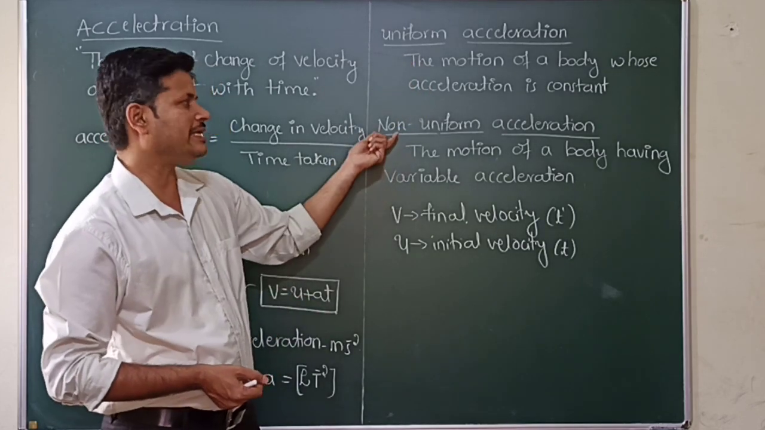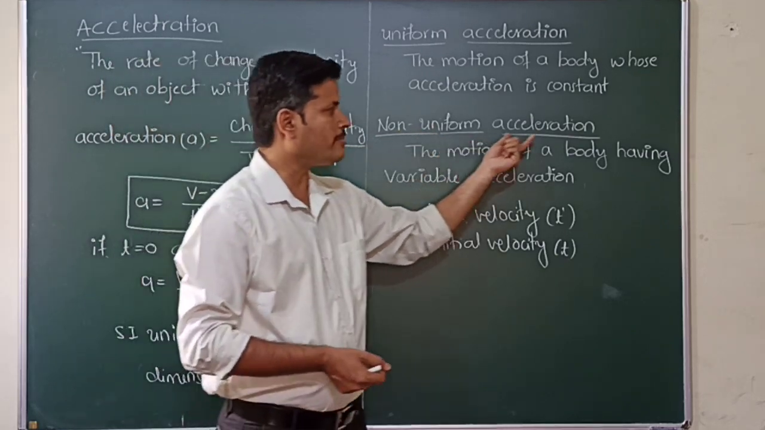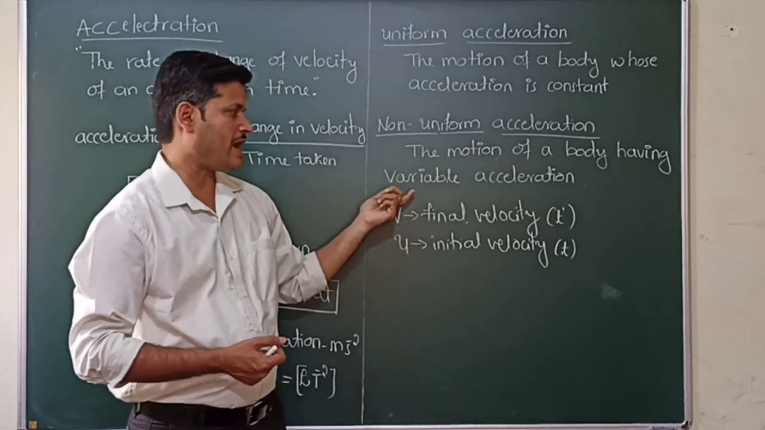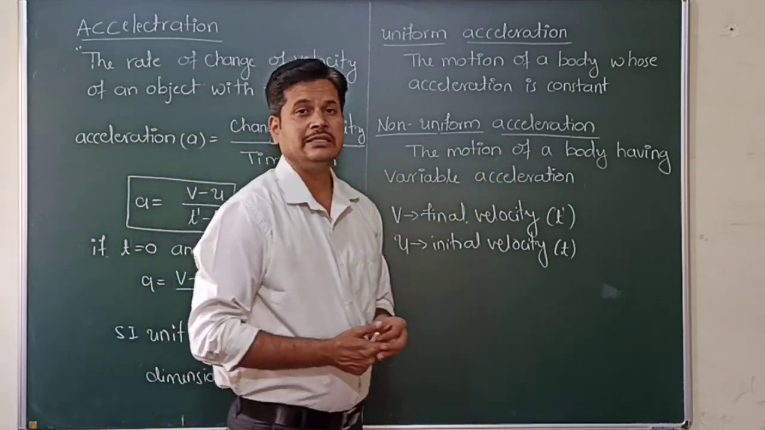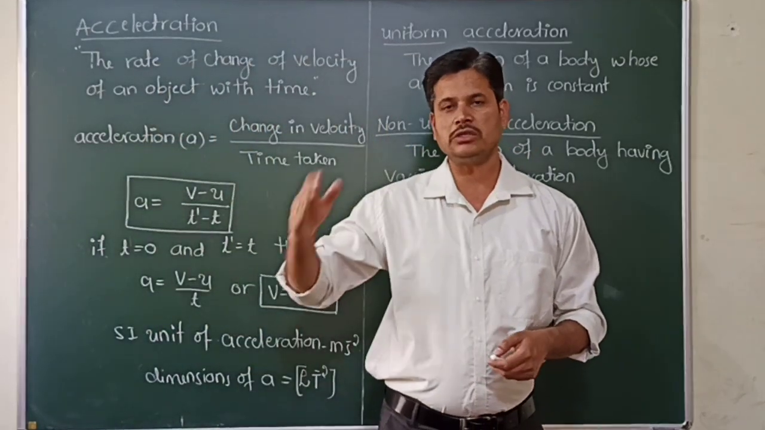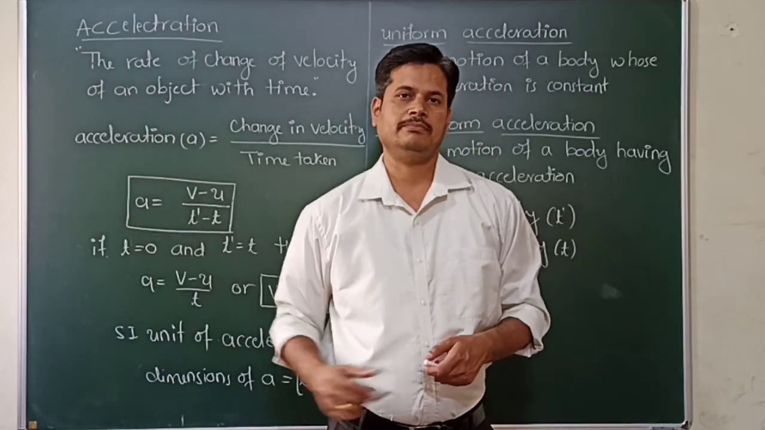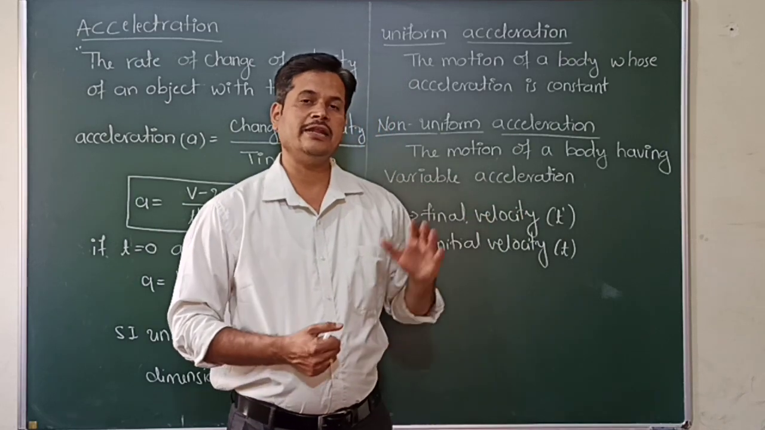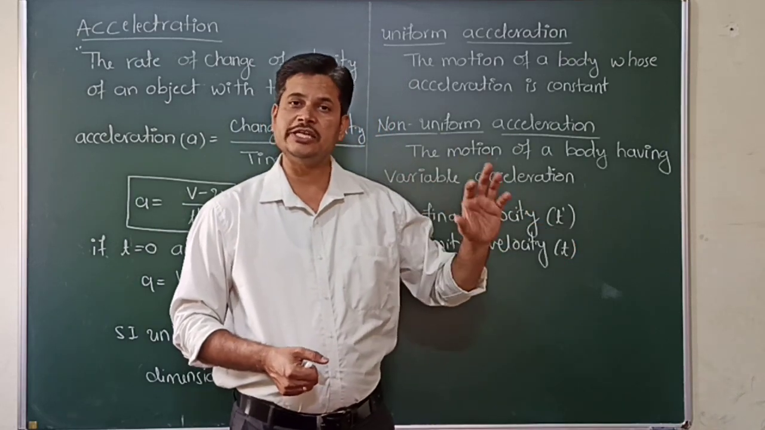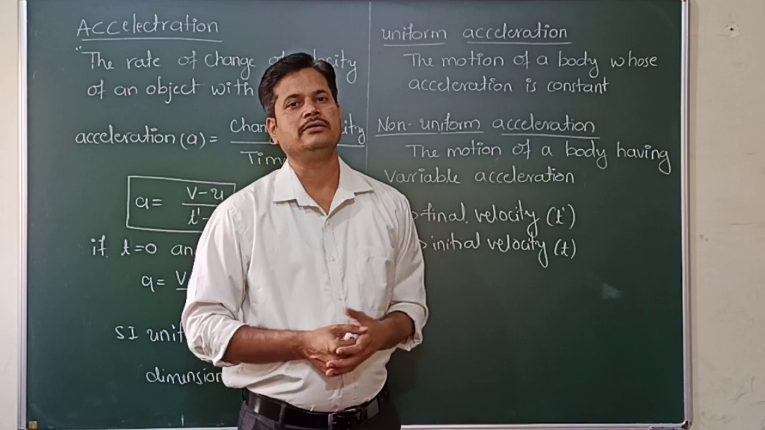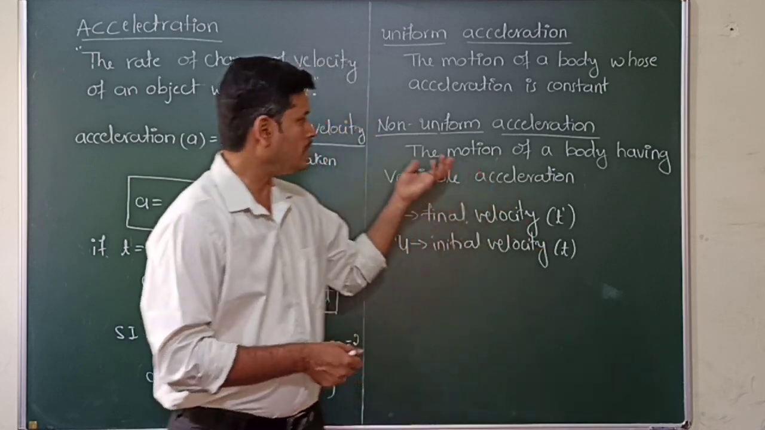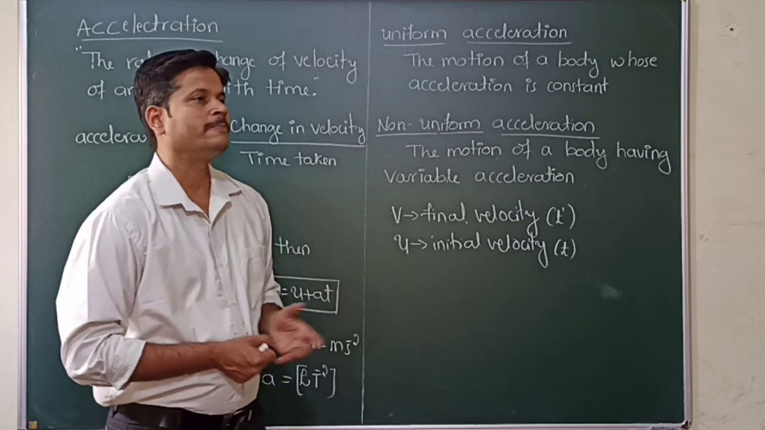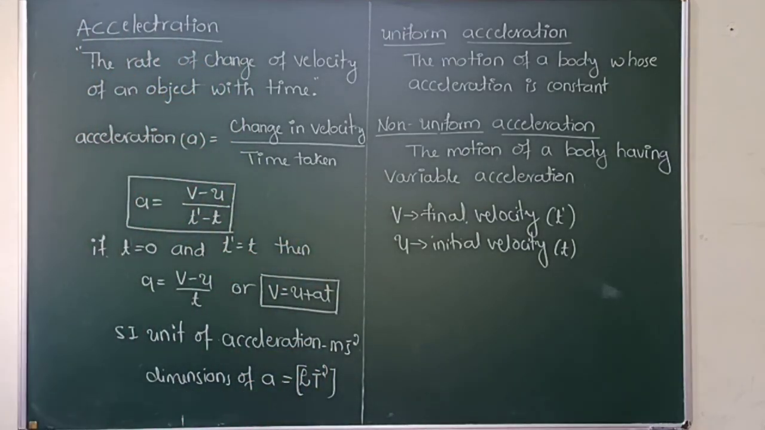Similarly, there is another term, non-uniform acceleration: the motion of a body having variable acceleration. That means acceleration is not constant at every instant of time. The change in the velocity is not constant. At different instants of time, the change in the velocity is also different. That kind of motion is called non-uniform acceleration. Okay, note down or take a snapshot of this board.